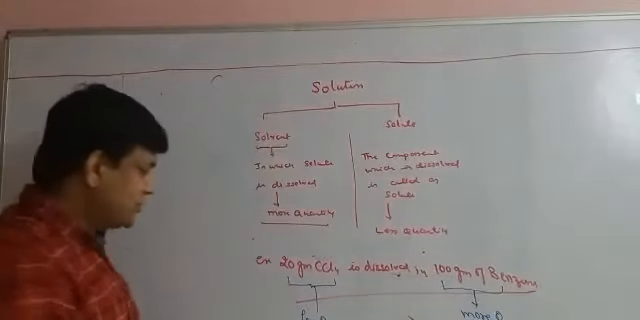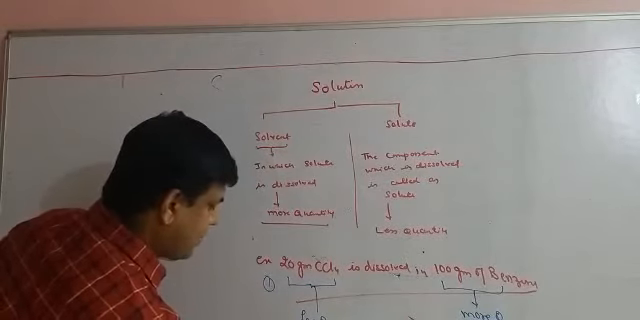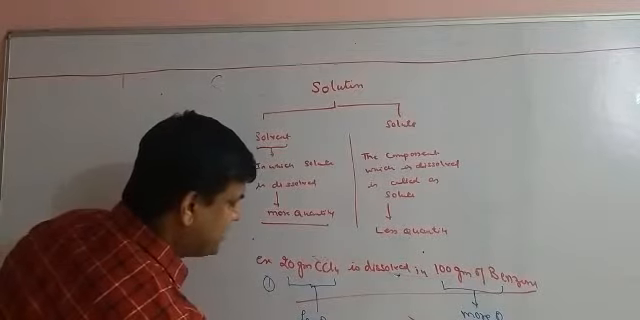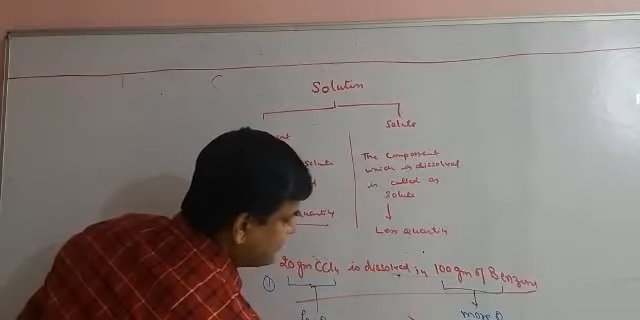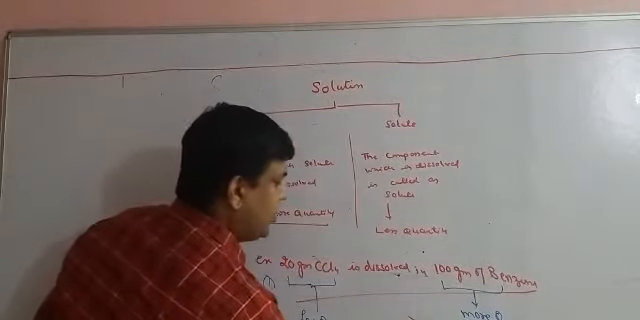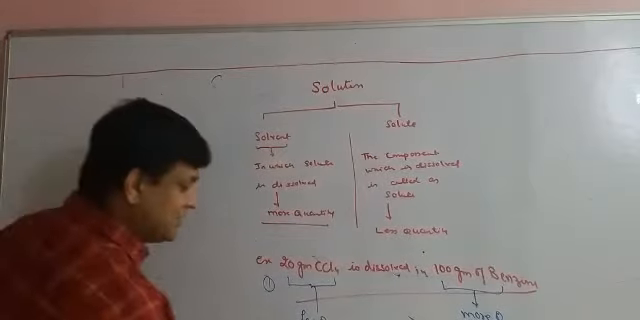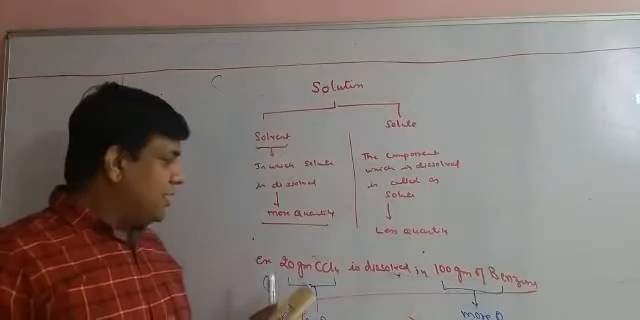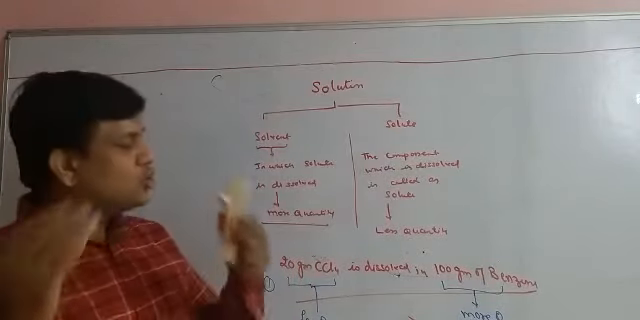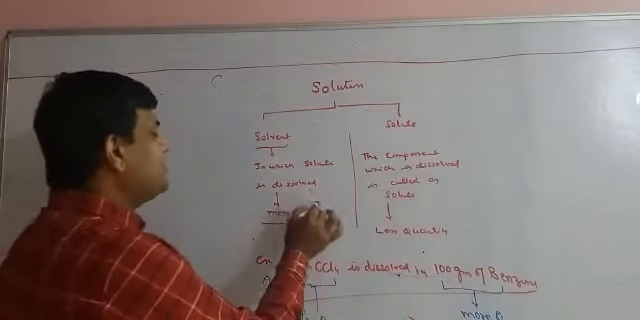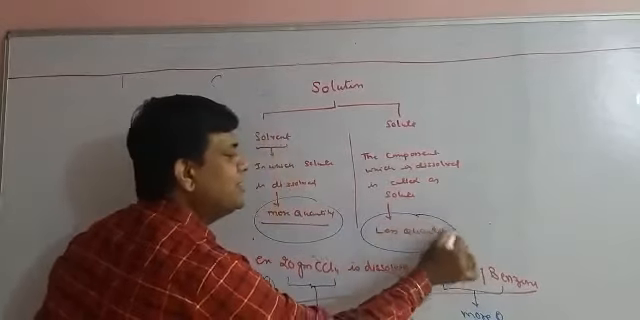Similarly, second example, 80 gram of benzene is mixed in 100 gram of CCl4. Now in this case, benzene is in the less quantity, so it will be working as the solute, and carbon tetrachloride is in the more quantity, so it will be working as the solvent. So in the general concept, that which is taken in the more quantity is solvent and that which is taken in the less quantity is solute.